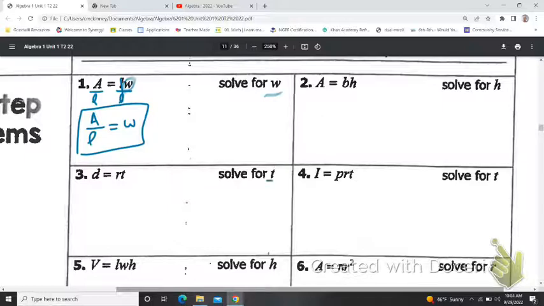If I want to solve for t, that means we're leaving t alone, so I need to get rid of r. I'll divide because they're currently multiplying. Whatever I do to one side, I have to do to the other. Then I have d divided by r is equal to t. This is actually distance, rate, and time.